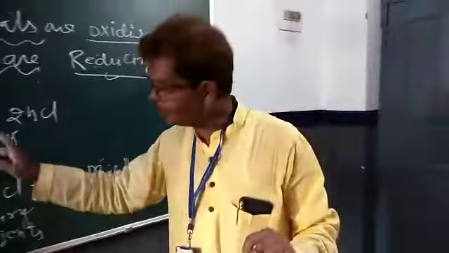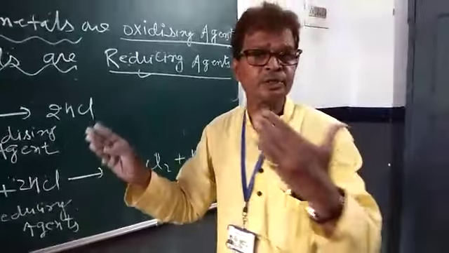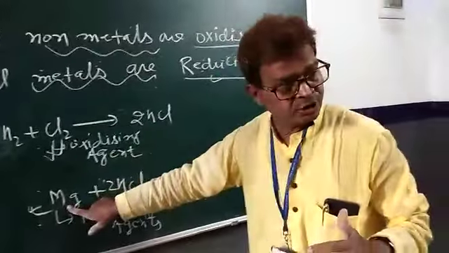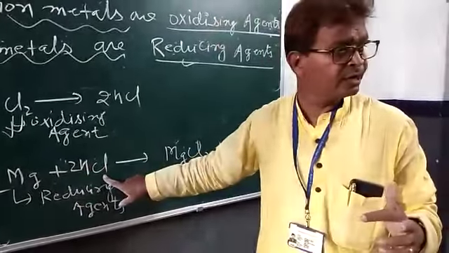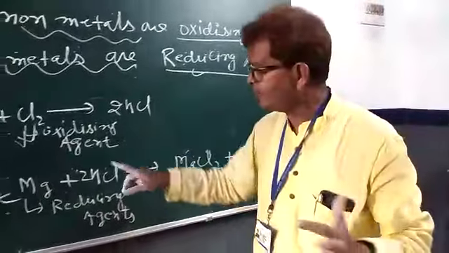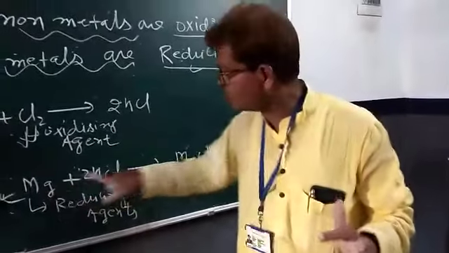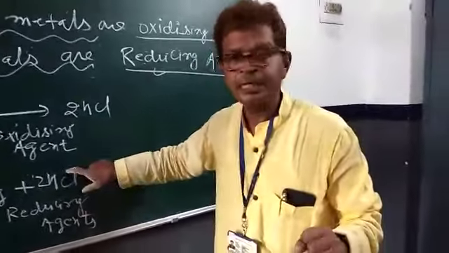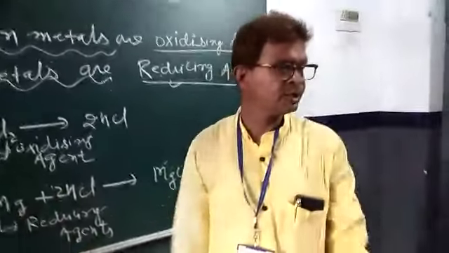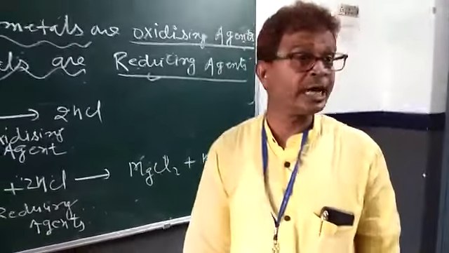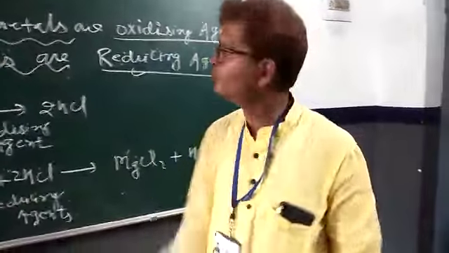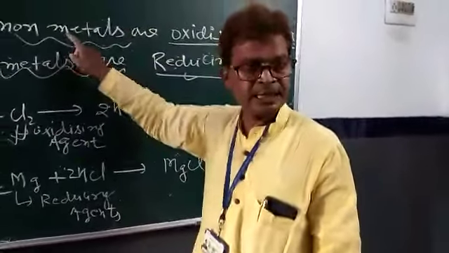And if magnesium is the reducing agent, the chemical substance on the other side will be the oxidizing agent. If this will be the reducing agent, then this will naturally be the oxidizing agent. So reduction will take place in HCl. And oxidation will take place in magnesium. So you can answer each and every question regarding the redox reaction if you are able to choose the oxidizing agent and reducing agent clearly.